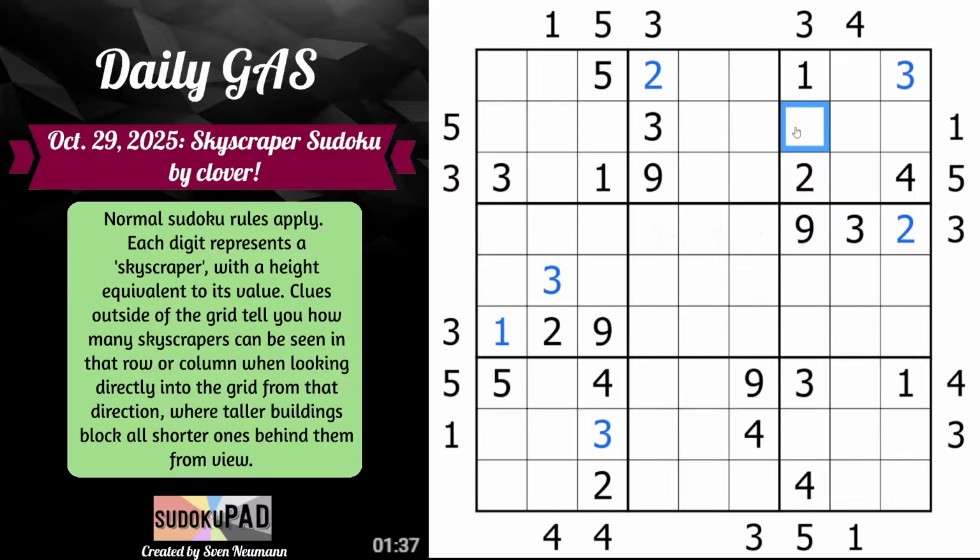Literally, no matter what digit it is, this will satisfy this 3 skyscraper clue. So that actually doesn't really do much for us here, does it? It's kind of funny. Maybe just for symmetry, because literally no matter what digit you place in here, by normal Sudoku it will satisfy this 3 clue.